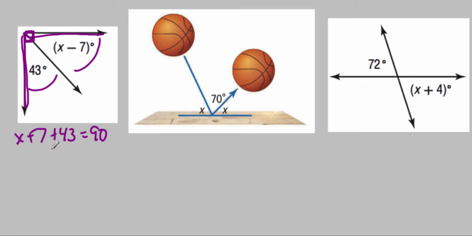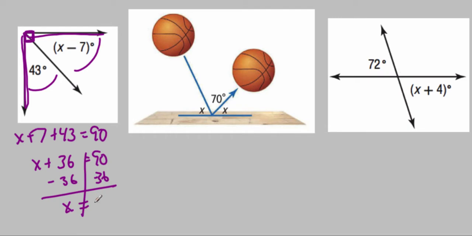I can combine my like terms here. I have a negative 7 and a positive 43. So that leaves me with x plus 36 is equal to 90. Subtract 36 from both sides.